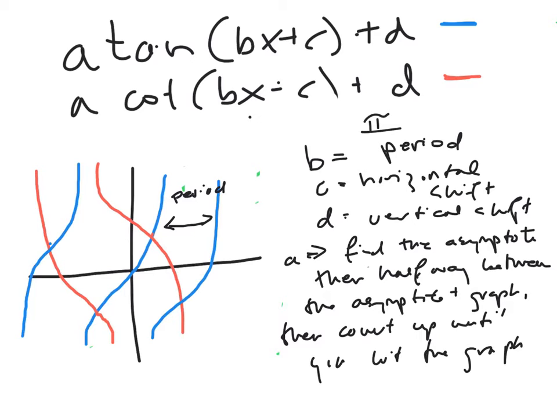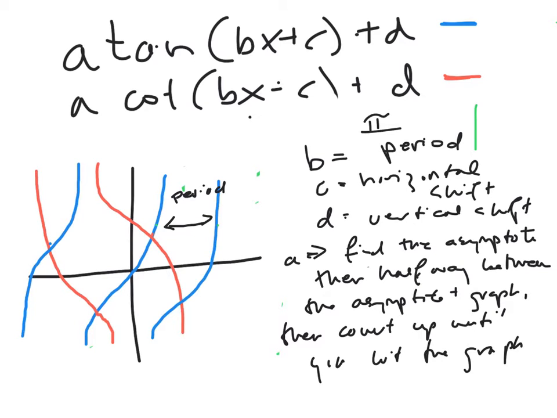To find b is very similar to the way you would find it with the sine, the cosine and the cosecant. But instead of b being equal to 2 pi over the period, b is equal to pi over the period. So that's how we find b. And the period, of course, is the distance between 2 points on the graph. So you can see between here and here is the period.